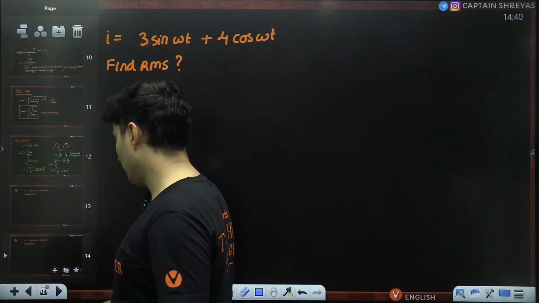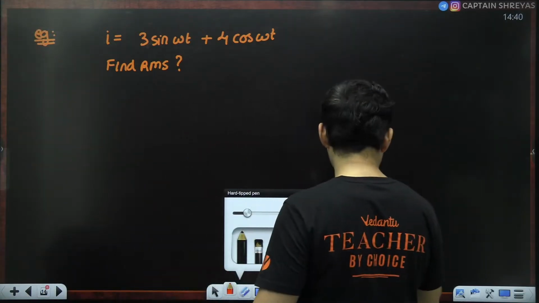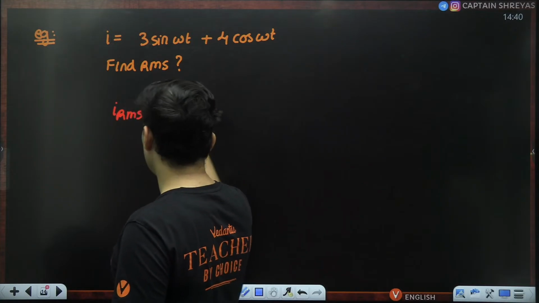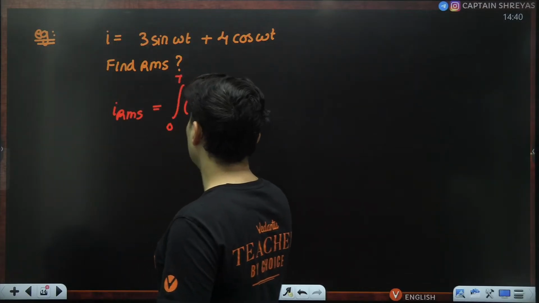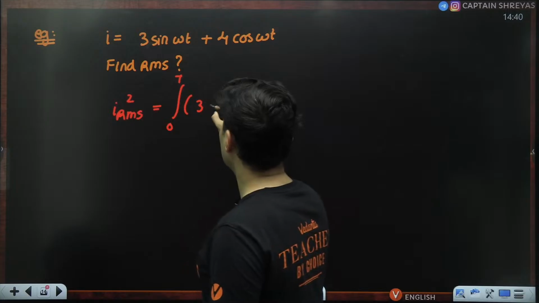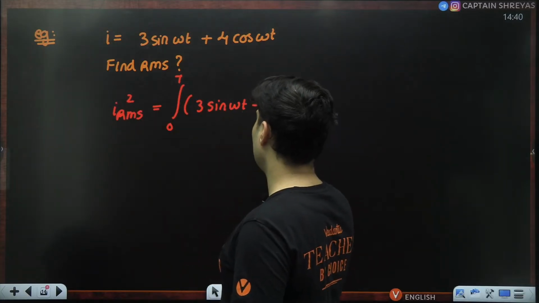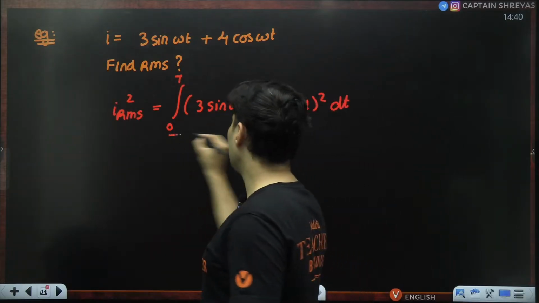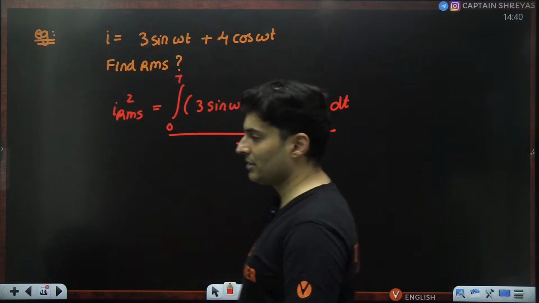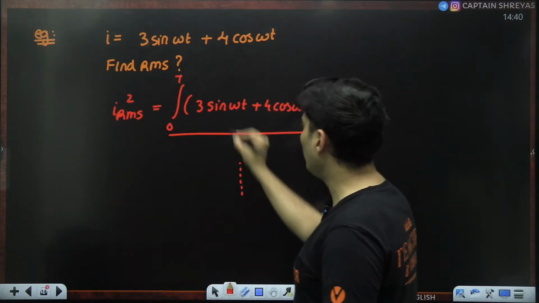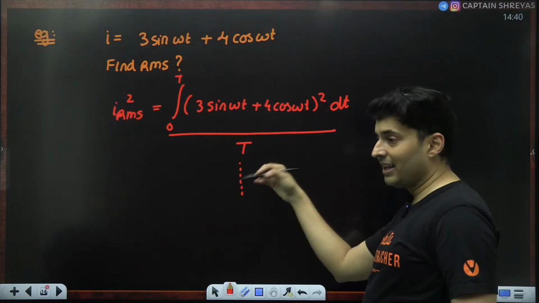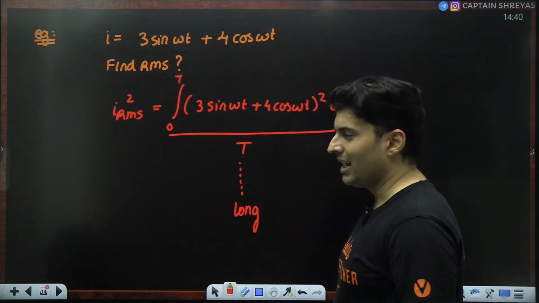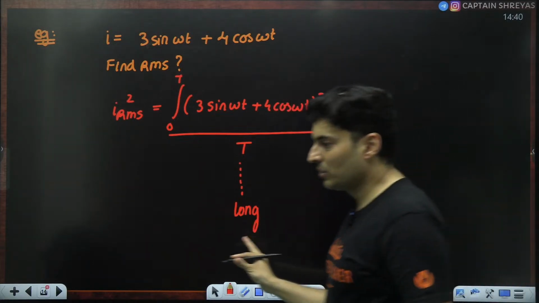Typically I've seen many books do this. To find the RMS value, they use the formula: integral from 0 to T of current, which is 3 sine omega t plus 4 cos omega t whole square dt, the whole thing divided by time, that is I RMS square. Just imagine how long this will be, because there are two terms, you're squaring it, all sorts of nonsense. This is going to be very, very long. I would avoid this. I don't like this.